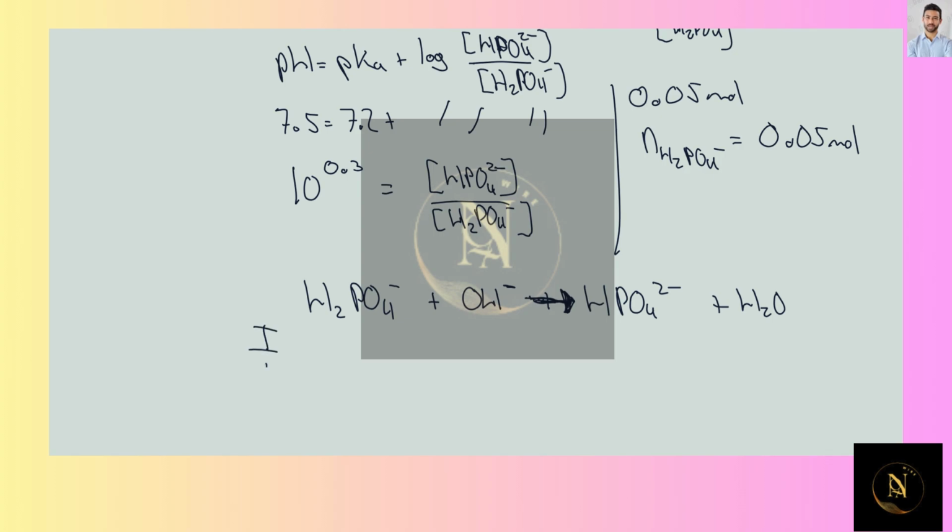My ICE table in terms of amount of moles is going to be 0.05. I'm going to add an X amount of the sodium hydroxide, and initially I have 0. Water doesn't matter for our calculations. The amount of change is going to be given by the X amount of OH minus that I added. So we get at equilibrium 0.05 minus X, 0, and X.